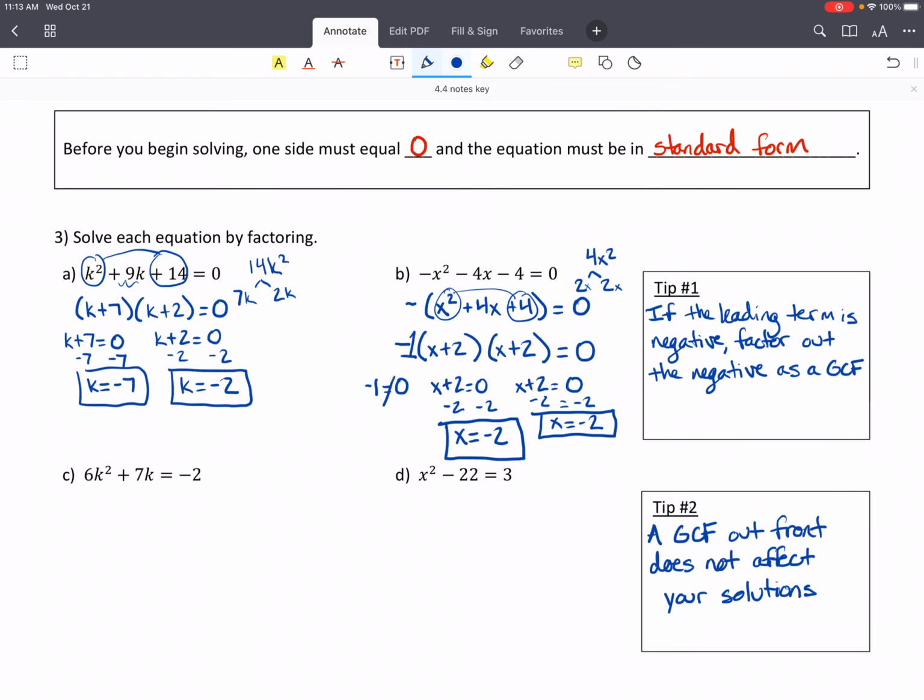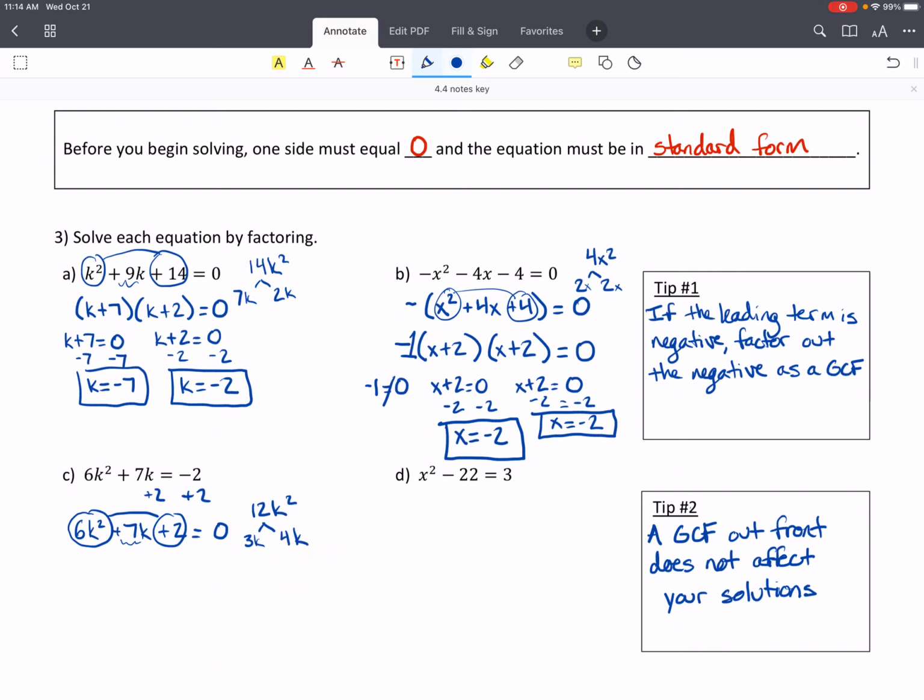Okay, if I go to example C, first thing I notice is that this equation is not equal to 0, so I'm going to add that 2 to the other side. I do not see a GCF. So I multiply the first and the last term. I get 12k squared. And I'm looking for two numbers that multiply to 12 and add to 7. Well, I know that's going to be 3 and 4.